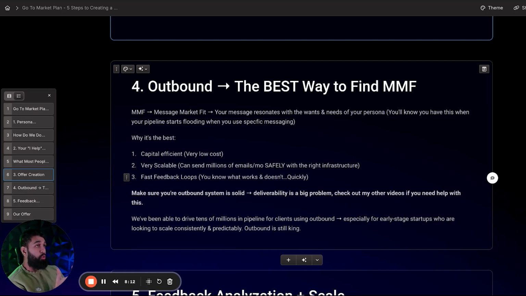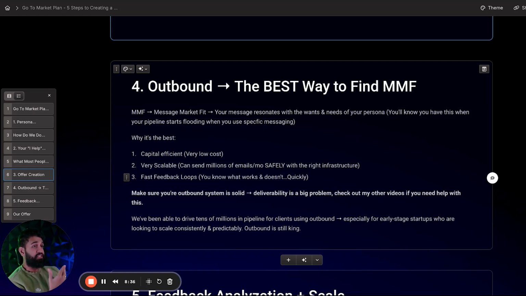And the way that you know that you've achieved this is when your pipeline starts flooding when you use specific messaging, when you're doing specific outreach, when you have a specific I help statement, and then you create a specific offer based on that I help statement, and it's booking you calls, it's closing deals, it's closing accounts, it's generating revenue. Right? Now, reasons why outbound is the best is because, number 1, it's very capital efficient, it's very low cost.